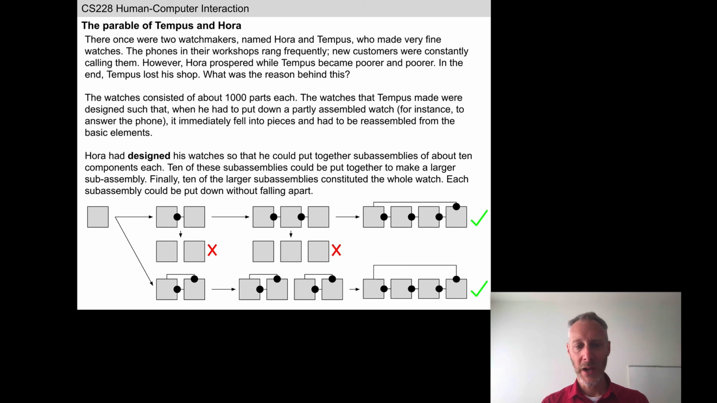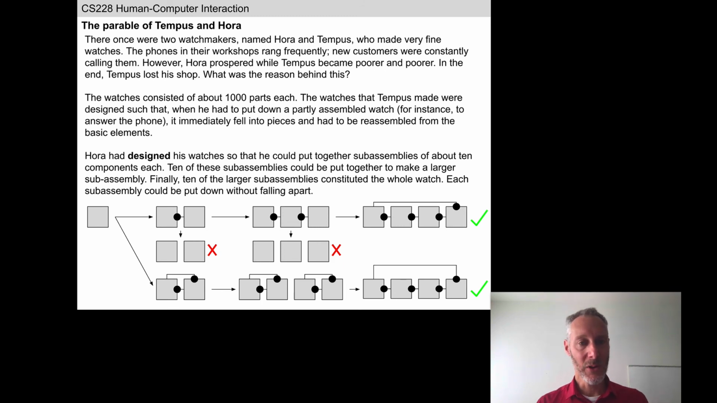Hopefully most of you write code like Hora and not like Tempus. What is an aspect of good code that allows interruptions, it allows rearrangement of parts into new parts and it still works, and so on? So Damien mentions it here, this concept of modularity.